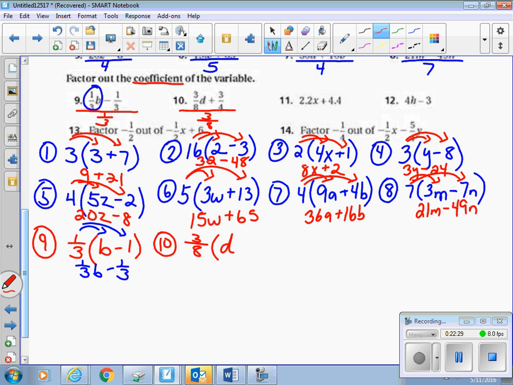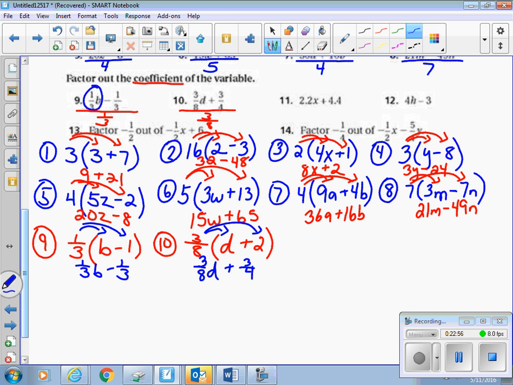And 3/4 divided by 3/8, you plug that into your calculator and you get positive 2. Multiply to check. 3/8 times d is 3/8 d, and 3/8 times 2 takes me back to a positive 3/4, and our expressions match, so we did it correctly.